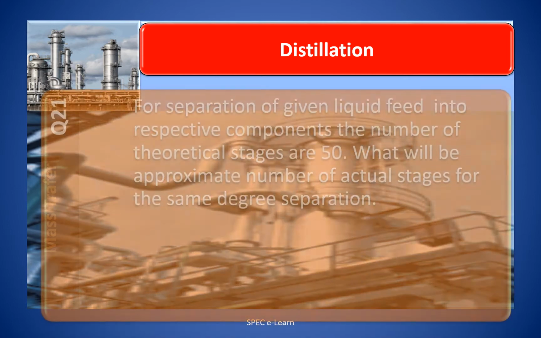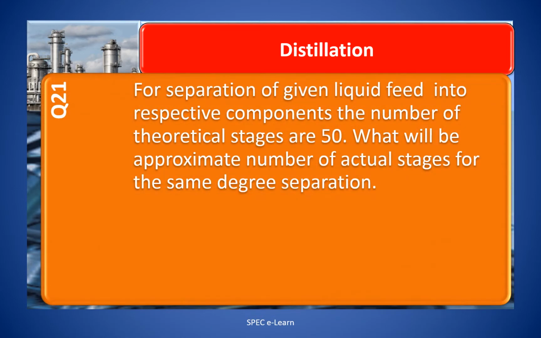Question number 21. For separation of a given liquid feed into respective components, the number of theoretical stages is 50. What will be the approximate number of actual stages for the same degree of separation? The time starts now.